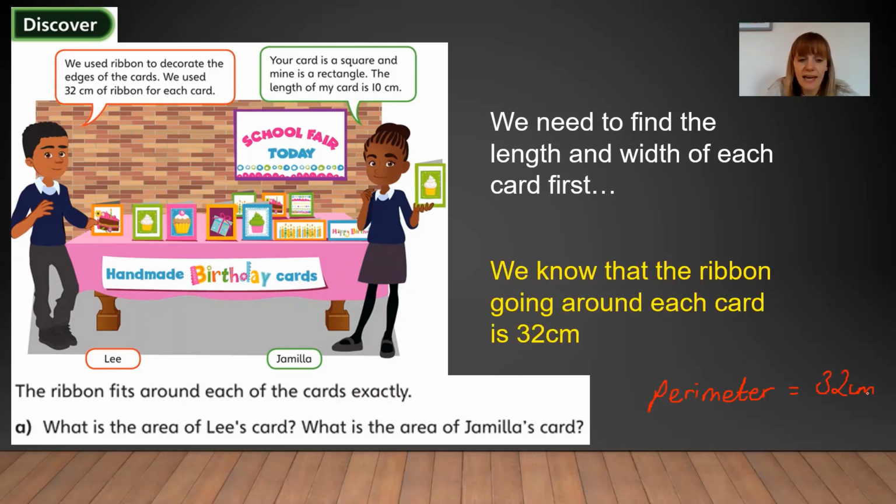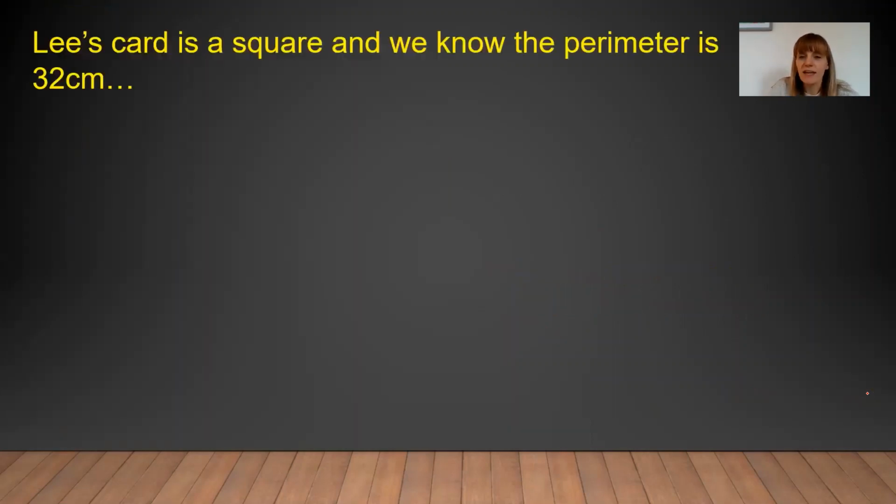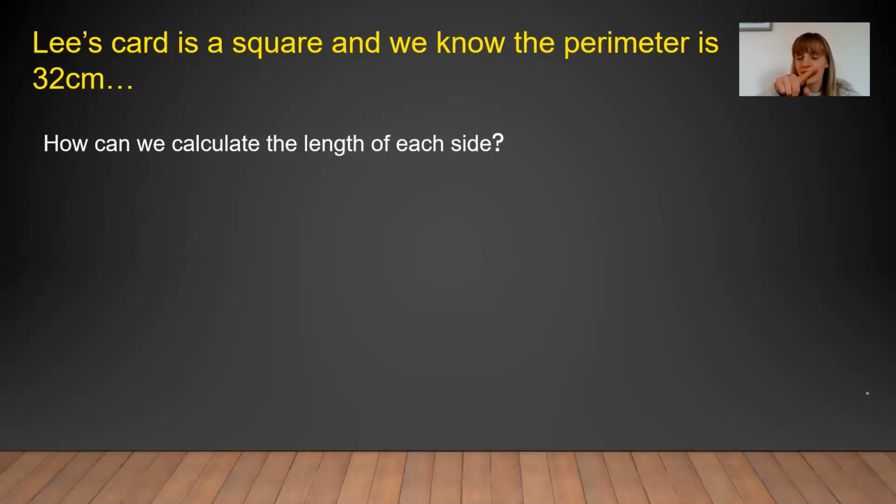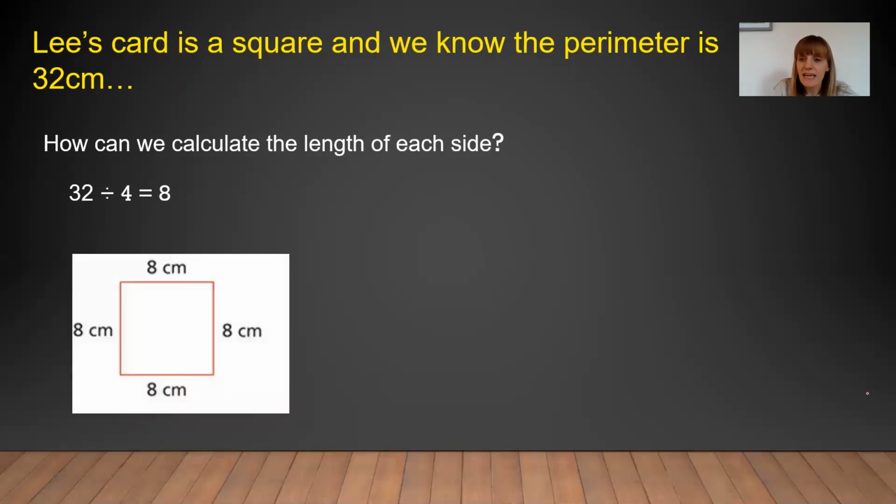We're going to start off with working out the area of Lee's card. Now, here's what we know about Lee's card so far. We know that Lee's card is a square and we know the perimeter is 32 centimetres. So that means all the way around the outside of that square adds up to 32. Now, how can we calculate the length of each side? We need the length of each side because we've got to multiply the length and the width to find the area. Because it's a square, a square has 4 equal sides, so we can just do 32 divided by 4. And that tells us that each side has a length of 8 centimetres.